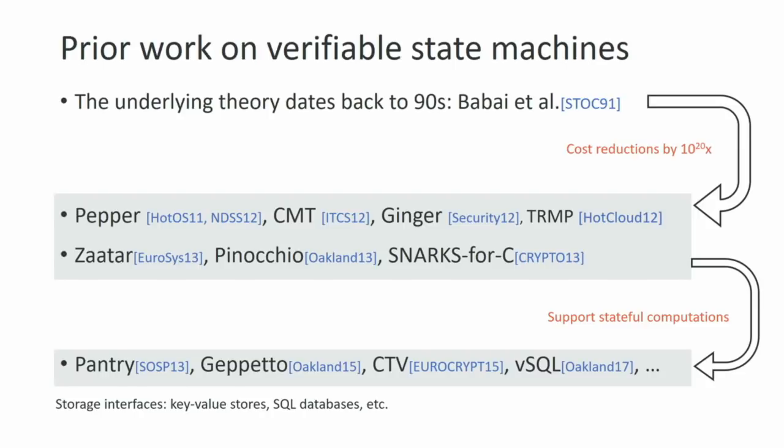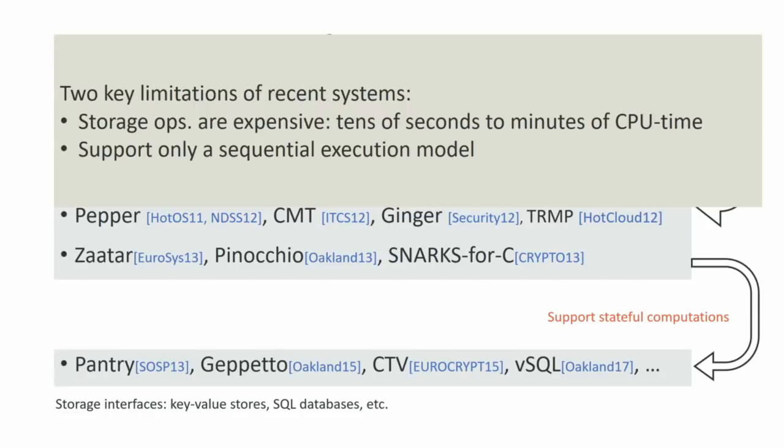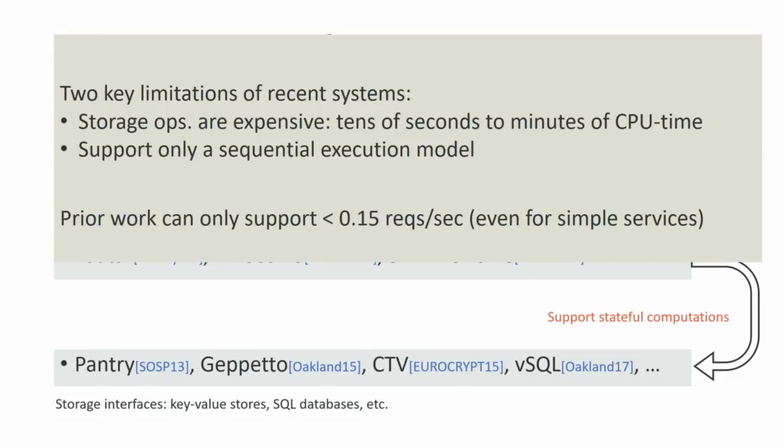Despite this massive progress, all of these systems have two key limitations. First, the storage operations in these systems are very expensive. For example, it would take tens of seconds or even several minutes for each storage operation. The second limitation is that they only support a sequential model of execution for expressing these services. As a result of these two limitations, prior work can only support very limited throughput even for very simple services.